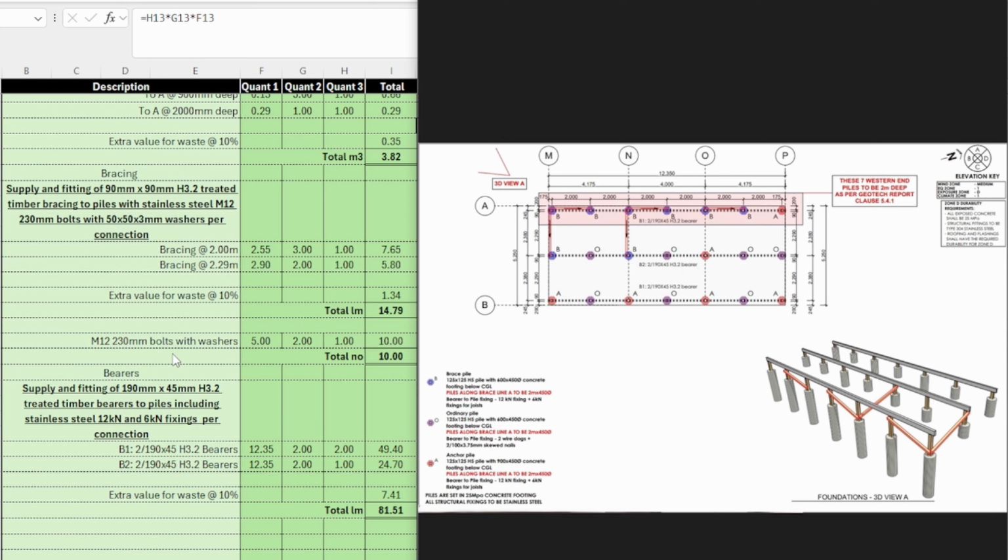So this is just a simple equation. So we put our heading in, and we know there's 5 piles just through these 2 figures here. So we've applied it there, and we know there is a bolt and washer at each end. So we times that by 2 and just finish it off with a 1. And we finish the equation off here and put 10 in. No need to put an extra value into it because there's no wastage on bolts.